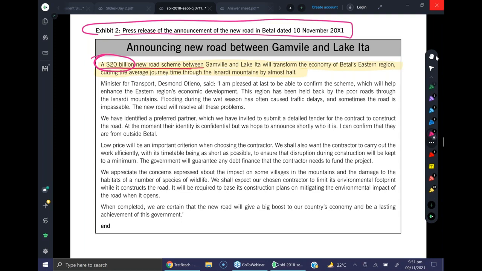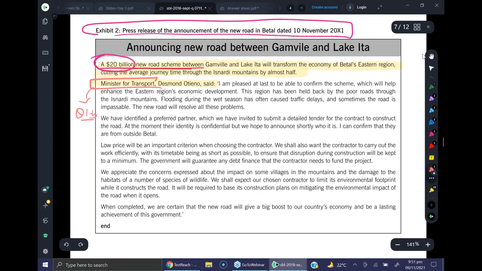Okay, next it says Minister of Transport Desmond said, okay, do you remember the minister's criteria? Question number 1, part B. So the difficulties in meeting the minister's criteria.